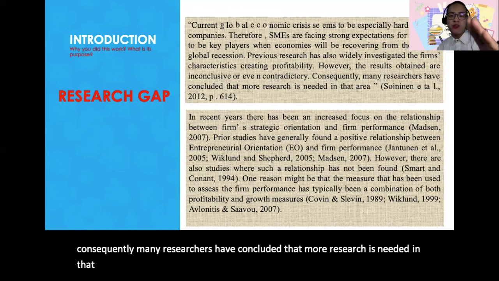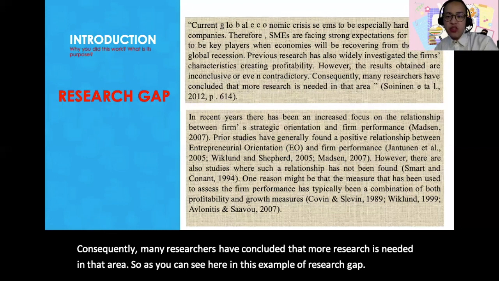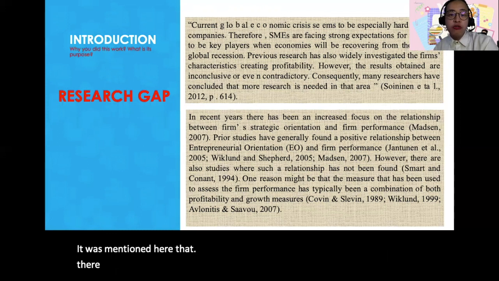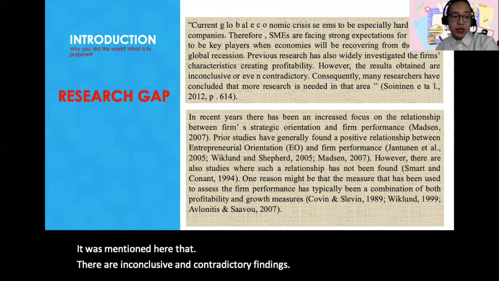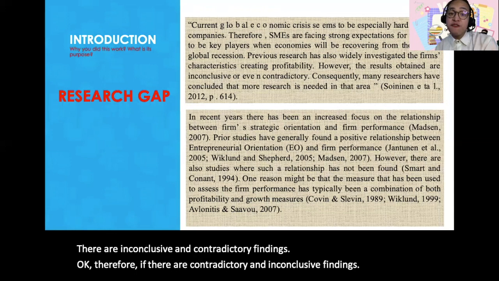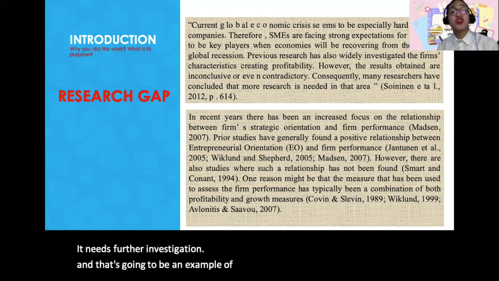So as you can see here in this example of a research gap, it was mentioned that there are inconclusive and contradictory findings. Okay, therefore, if there are contradictory and inconclusive findings, it needs further investigation. And that's going to be an example of an implied research gap.